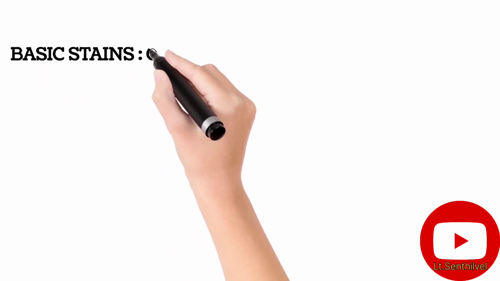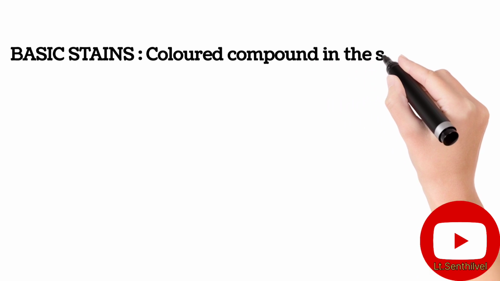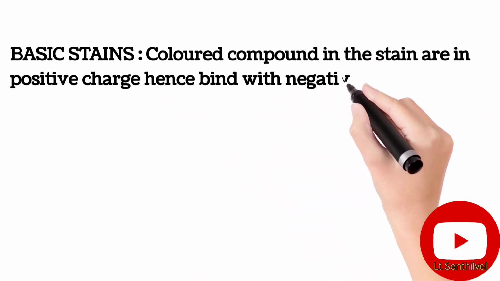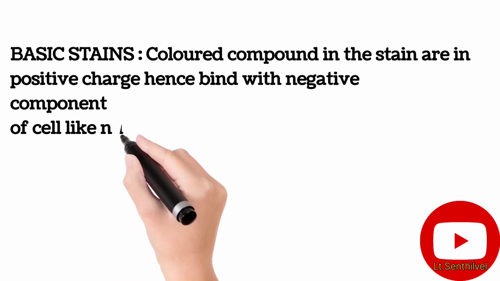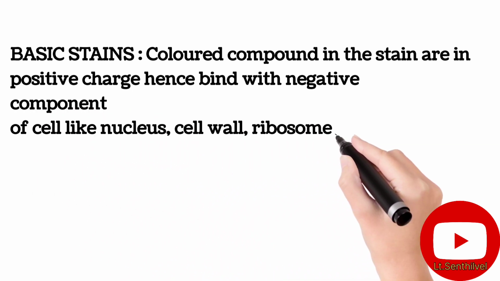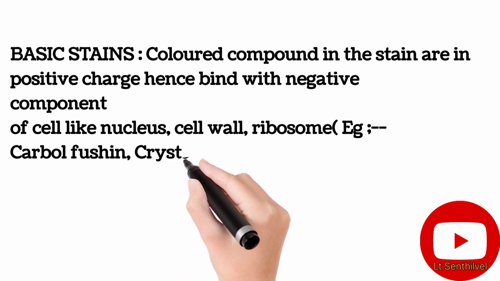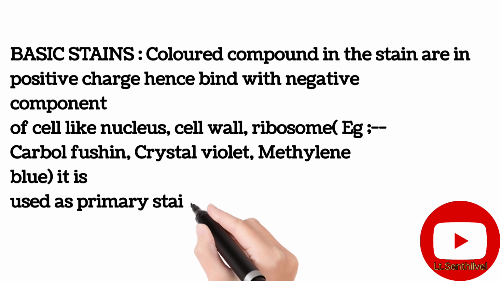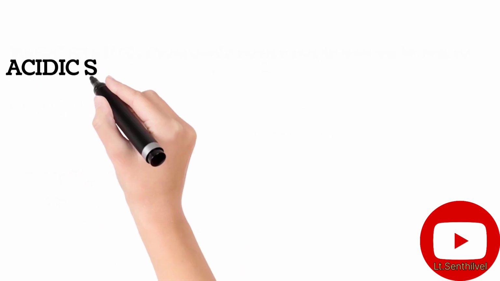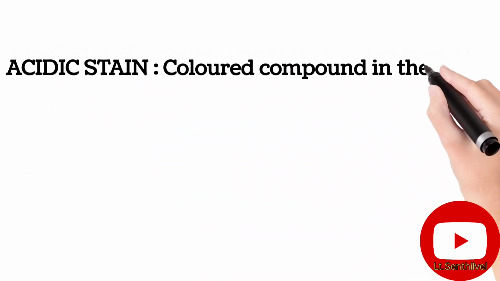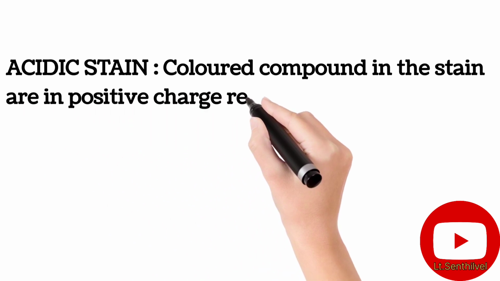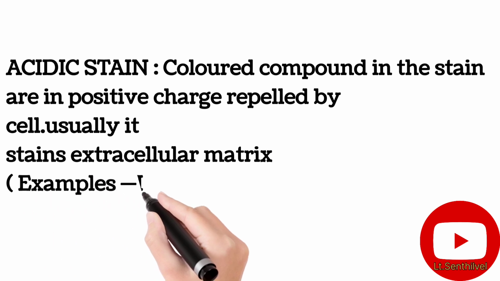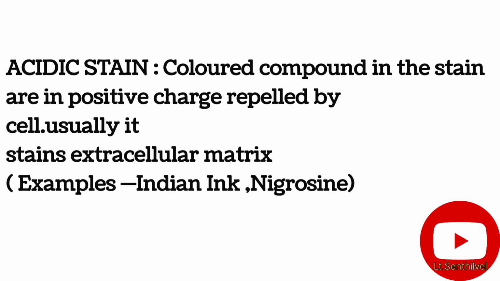Basic stains. The colored compound in the stain is positively charged, hence binds with negatively charged components of the cell like nucleus, cell wall, ribosome, e.g., carbol fuchsin, crystal violet, methylene blue. It is used as primary stain. Acidic stain. The colored compound in the stain is negatively charged and repelled by the cell, so it usually stains the extracellular matrix. Examples: Indian ink, nigrosin.